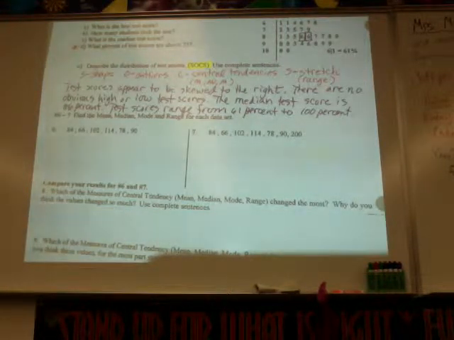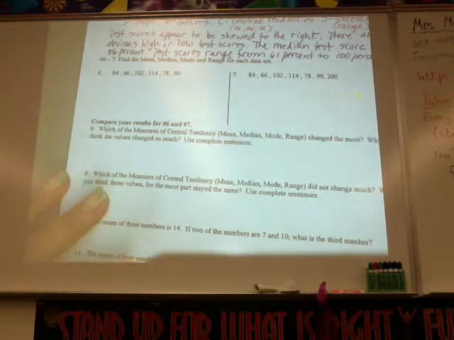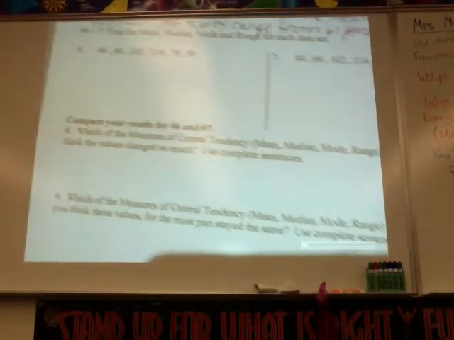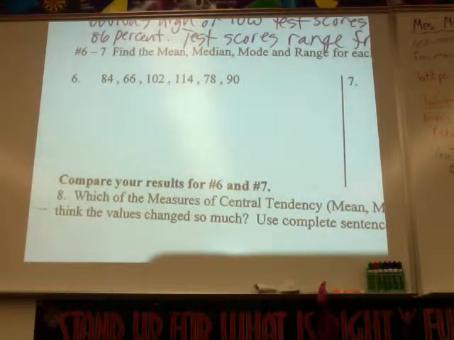Okay, so then we're going to move to 6 and 7. So for 6 and 7, you have to find the mean, median, mode, and range for each data set. You are allowed to use your calculator. Please use your calculator, but I want to see how you get it. So the first thing I should do is what? Order them from smallest to largest. So that's the very first, even though I don't need to do that for the mean, I need to do that for median, and it helps us to see mode.